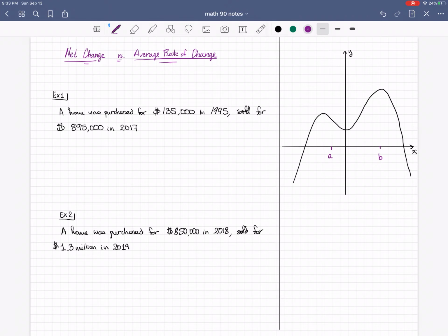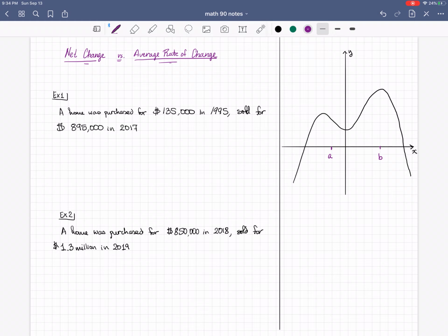In this video, I want to talk to you all about the net change versus the average rate of change of a function. One of the things that I hope you're seeing here is that leading up to the first exam, we talked very much about general properties of functions. What is a function? What do you do if you're told to evaluate a function? What is domain? What is range?